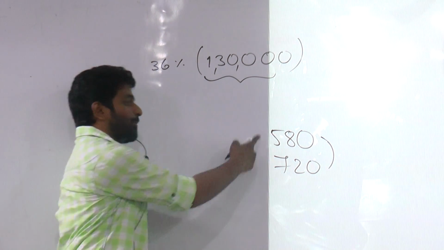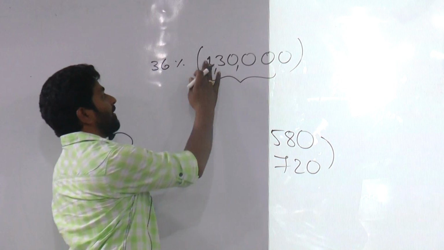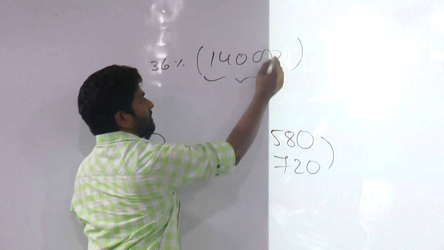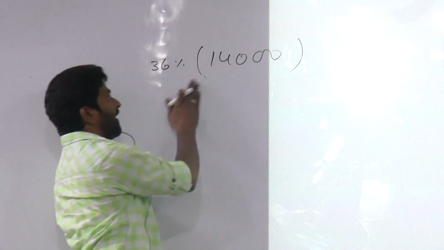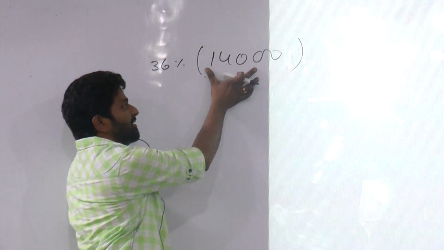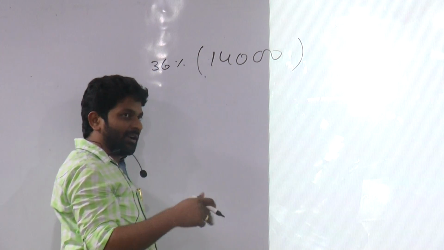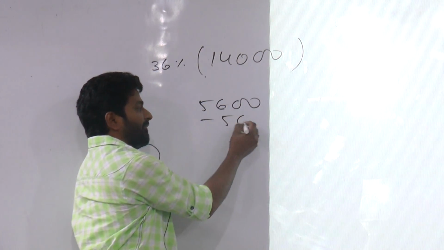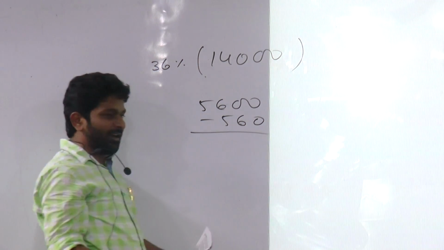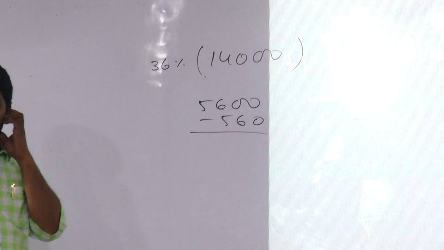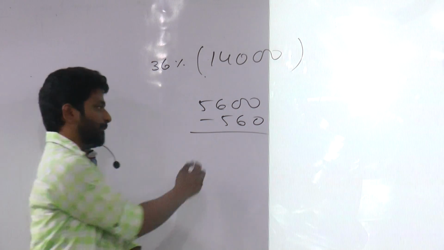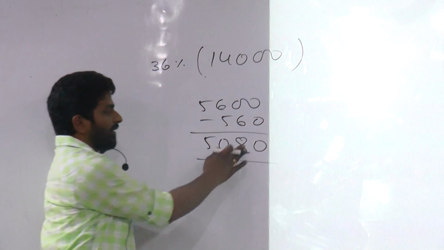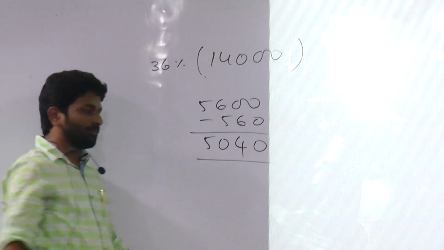Come on, how much is the difference here? 140. So it is 140 hundreds. And out of this you need to calculate 36%. 10% is 1400, double 2800, double 5600. From this you need to subtract 560. The answer cannot be 5500 or 5580. So 5040 is our answer.